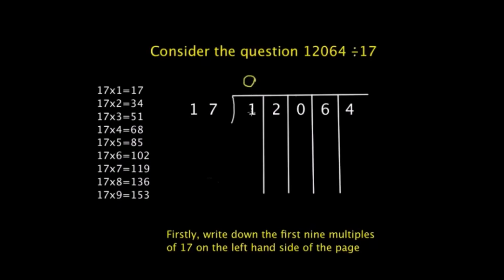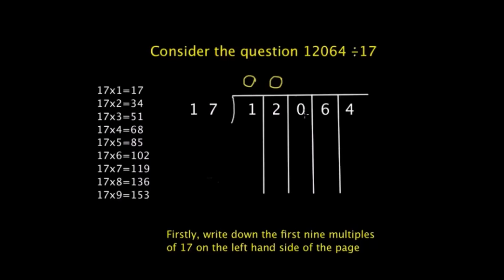We now move to the second column and we find out how many 17s we are able to subtract from 12. Again, we cannot take any 17 from 12, so again the answer is 0. We've now done 2 columns in our long division, and all we've done is looked at the table.